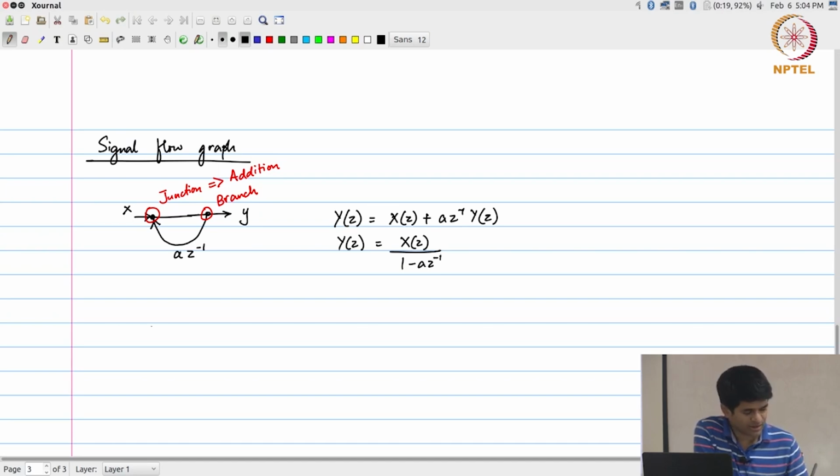Before that, let's see what the signal flow graph for the FIR filter would look like. Essentially what we are saying is, now the x would get multiplied by a z inverse over here and another z inverse over here, and from these branches I would have A, B and C coming over here.